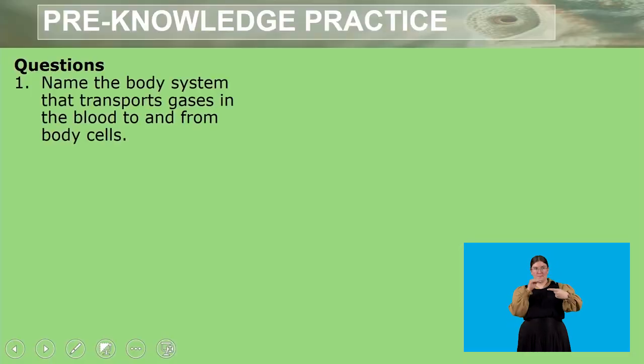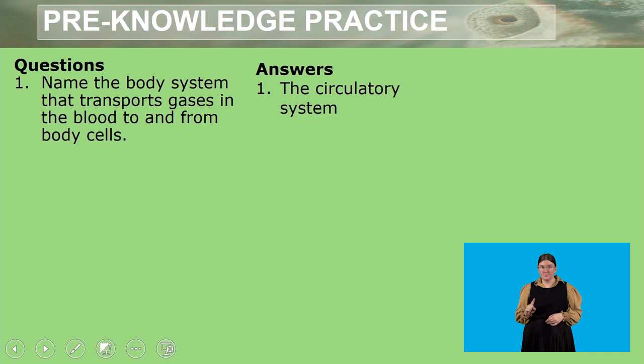Here are a few questions that we can go through quickly to check and see if we remember a few things on the circulation throughout the human body. Number 1, name the body system that transports gases in the blood to and from body cells. The name of that system is the circulatory system. We know that it is a system that transports gases in the blood, so obviously it is the circulatory system.